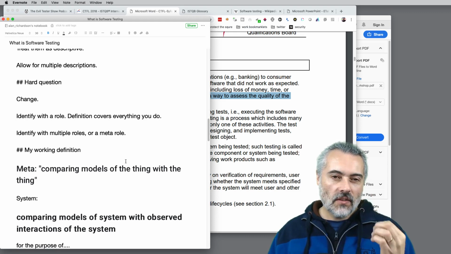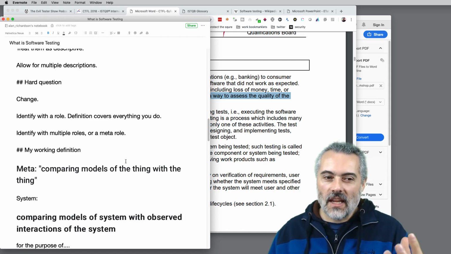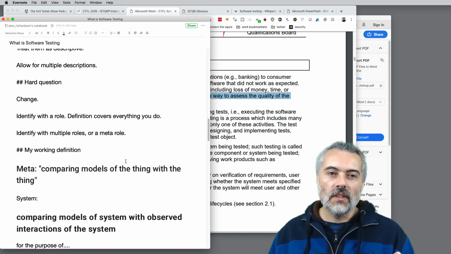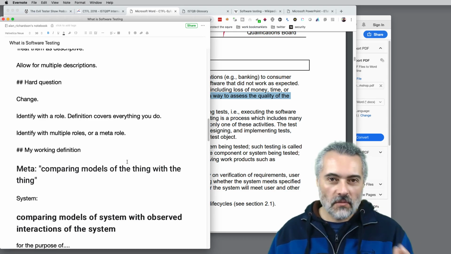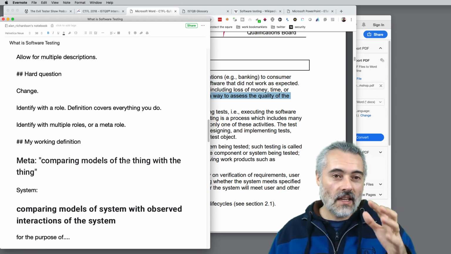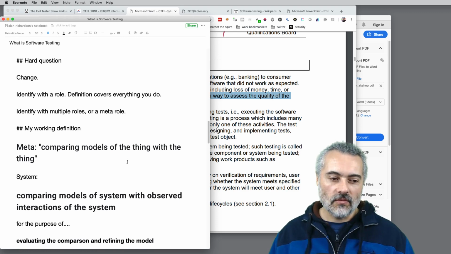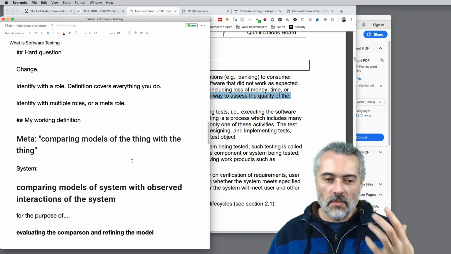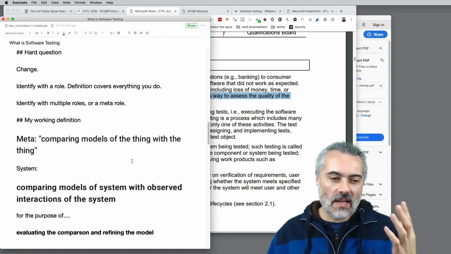But then I have to go a little bit further, because why am I doing this? I want my definition to hint at what are the reasons for doing this, because otherwise I'll just keep building models and comparing models and building models and comparing models. But what's the purpose of that? And this has been hinted at in some of the other definitions. They've gone further than this comparison definition. So I do this comparison for the purpose of evaluating the comparison and refining the model. So what does that mean?